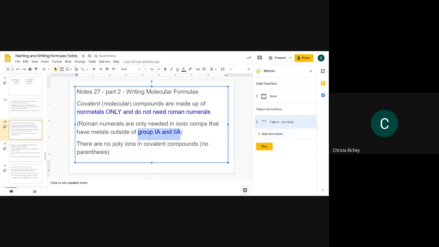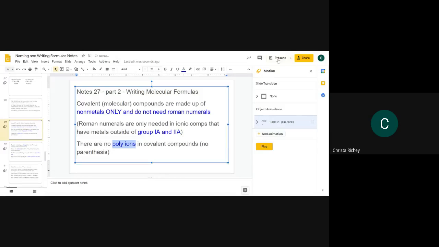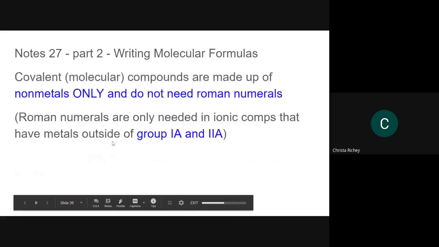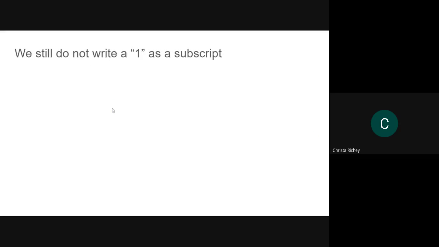And then polyatomic ions. All right, so if I go to the next slide, we get to the right thing. All right, so here, when we are, okay, so we do not write a 1 as a subscript. I'm gonna come back and change the colors in a second when I go through here.